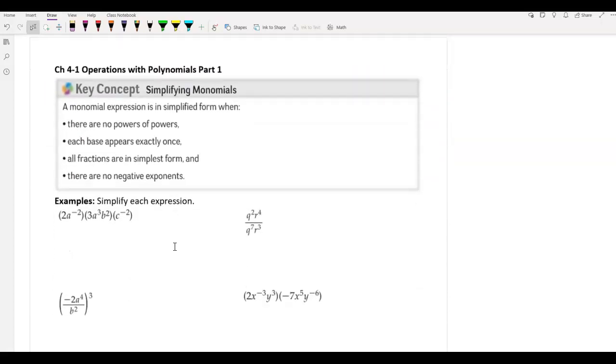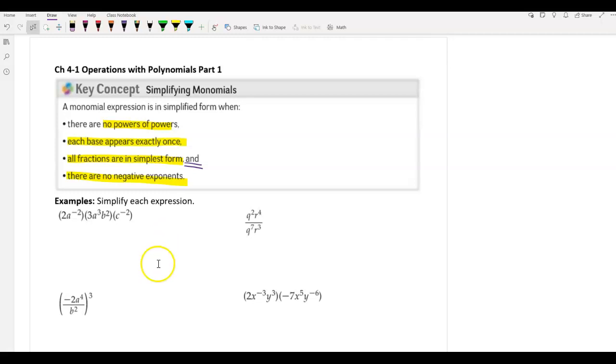So when can we simplify monomials? A monomial expression is in simplified form when and only when there are no power of powers, each base appears only once, all fractions are in simplest form, and there are no negative exponents.